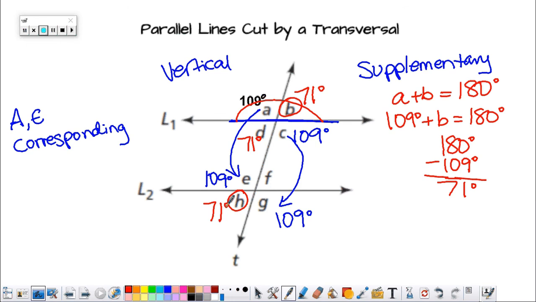And then I'm going to use another angle type. D and F are alternate interior angles. They're inside the parallel lines, but on opposite sides of the transversal. So F is 71 degrees also. Notice that there are only two angle sizes in this whole thing. So really, if you know one of the angles, you can figure out the other angle measure. We've got 109 and 71. We have those two angle measures, and that's the consistency of all of the other angle measurements.